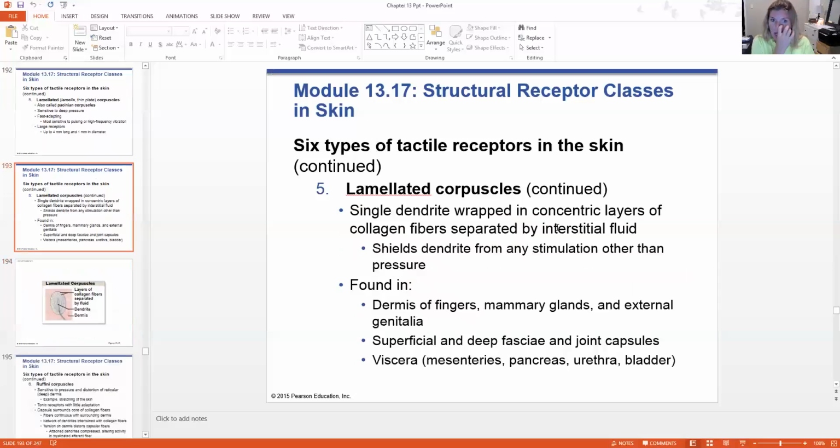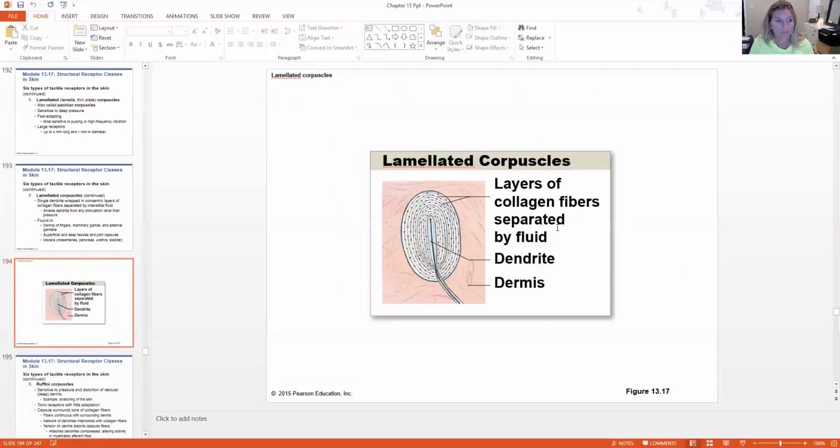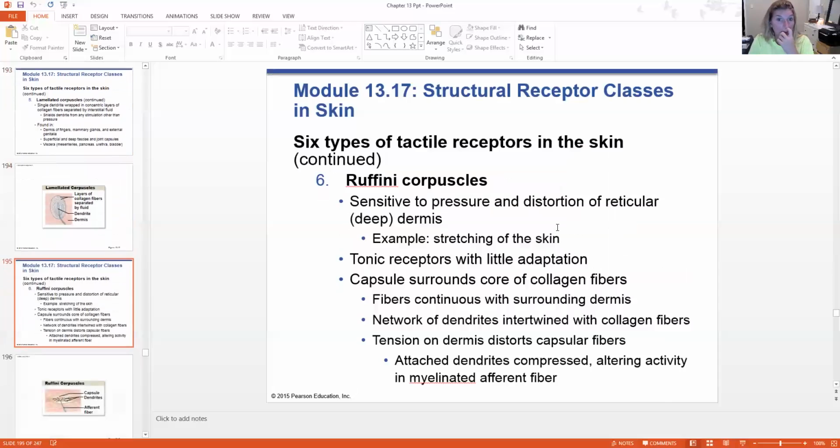These are found in the dermis of the skin, mammary glands, and external genitalia, superficial and deep fascia, and joint capsules, as well as the viscera, like pancreas, urethra, bladder. And there they are. Finally, Ruffini corpuscles.